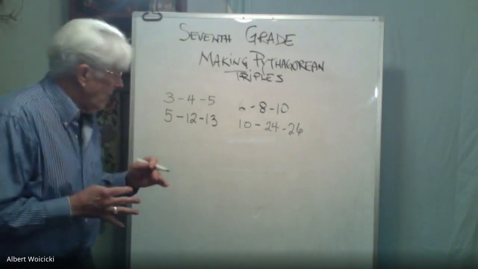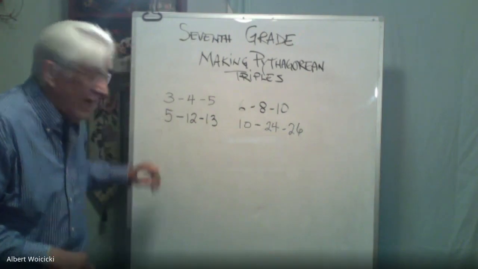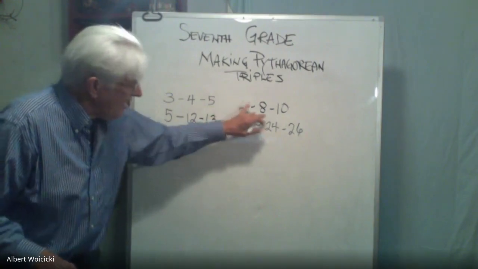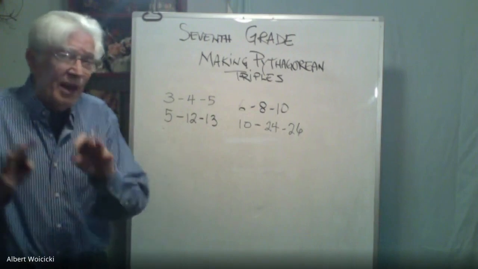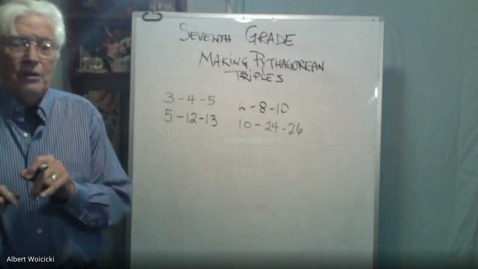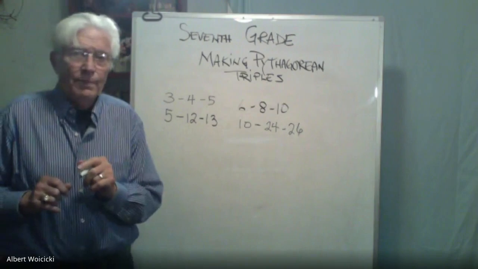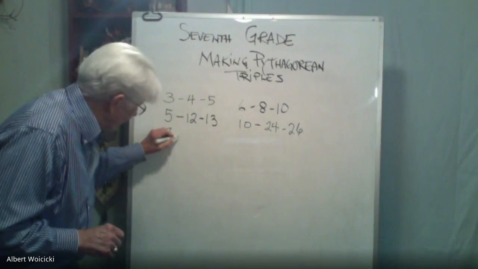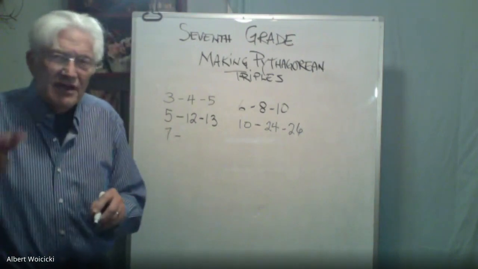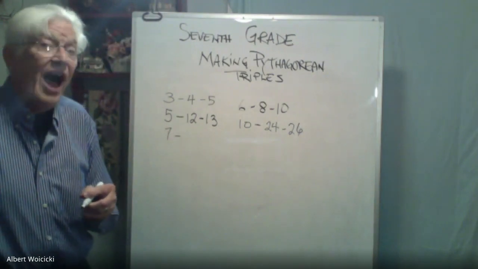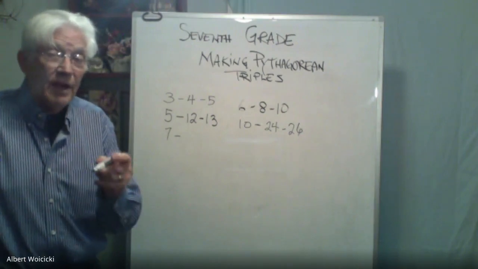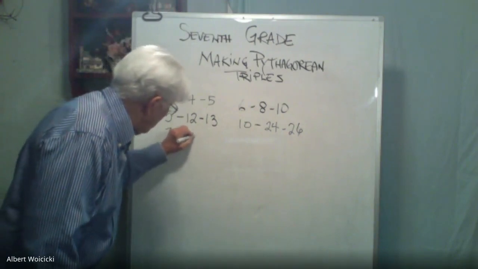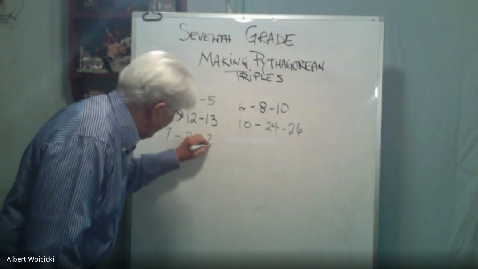Now, if we keep going down this way, let's start with thinking about odd numbers. Oddly enough, 6, 8, 10, yeah, we have one that starts with 6, but I'm going to think about the odd numbers. Okay? 7. If I start this with 7, the next two sides that make up a Pythagorean triple are 24 and 25.